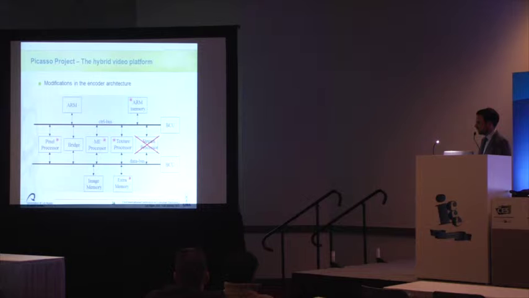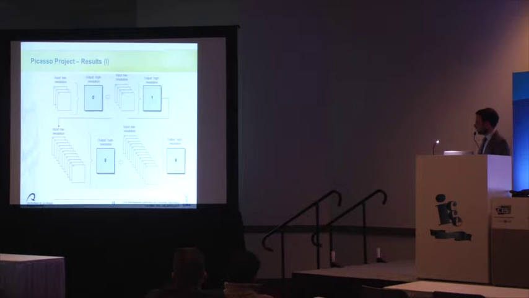The first thing that we did was just to modify the architecture. We deleted the stream processor because it was not necessary for our application, and made some changes in some parts marked with asterisk in here. And then this is what we did with the Picasso project on the video compressor.